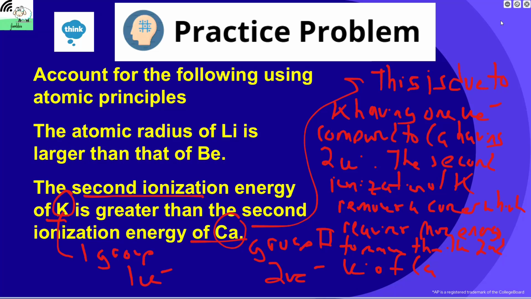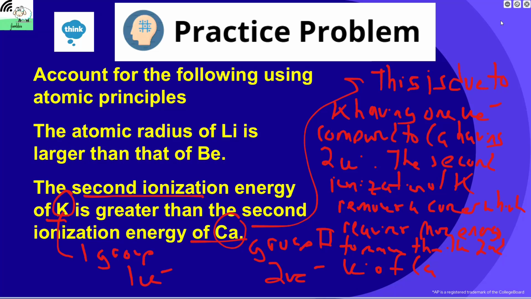So again, to reiterate, this is due to potassium having 1 valence electron compared to calcium having 2. The second ionization of K removes a core electron, which requires more energy to remove than the second valence electron of Ca. Core electrons are much closer to the nucleus, and as a result, they're going to require more energy to remove them.